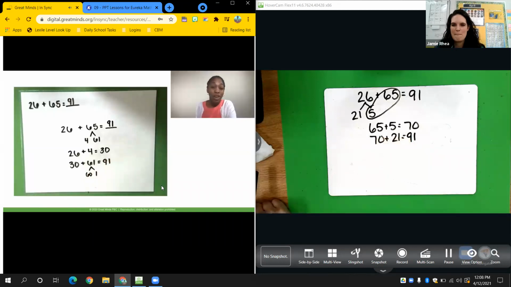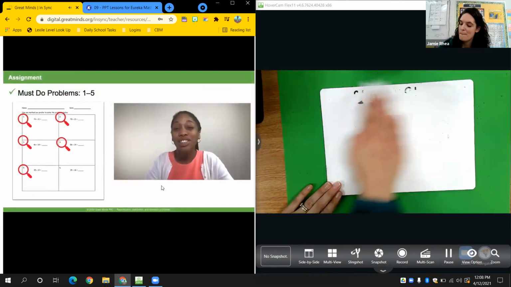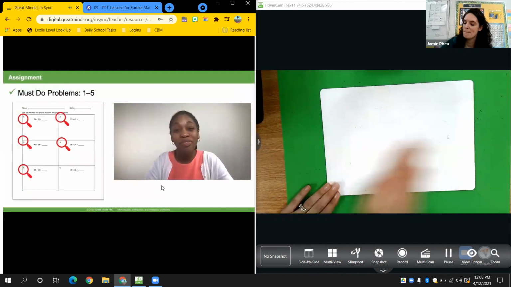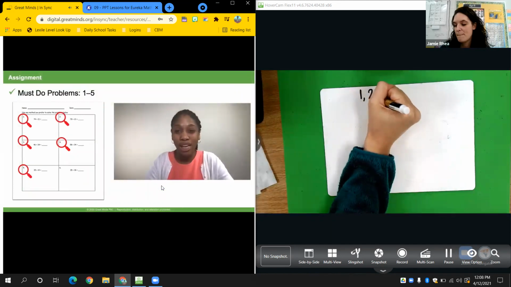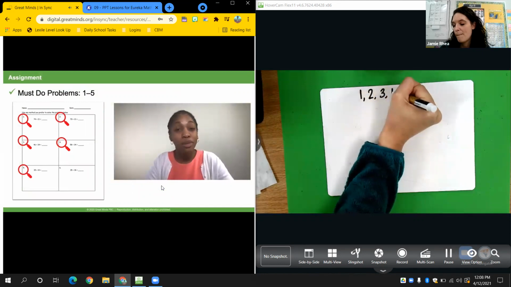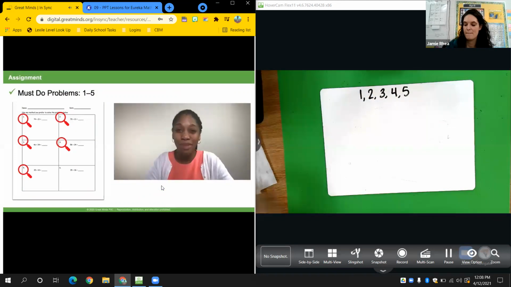Mathematicians, I hope that you were able to push yourself or challenge yourself to use a different strategy this time. But regardless, you did it. Great job adding 2-digit numbers and thinking about different strategies to use. Well, now it's time for the problem set. Your must-do problems are numbers 1 through 5. Remember to work your hardest for 10 minutes.